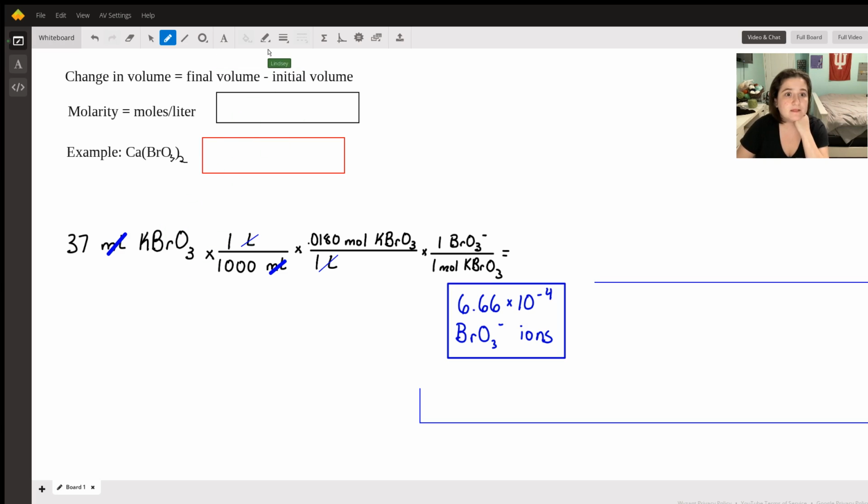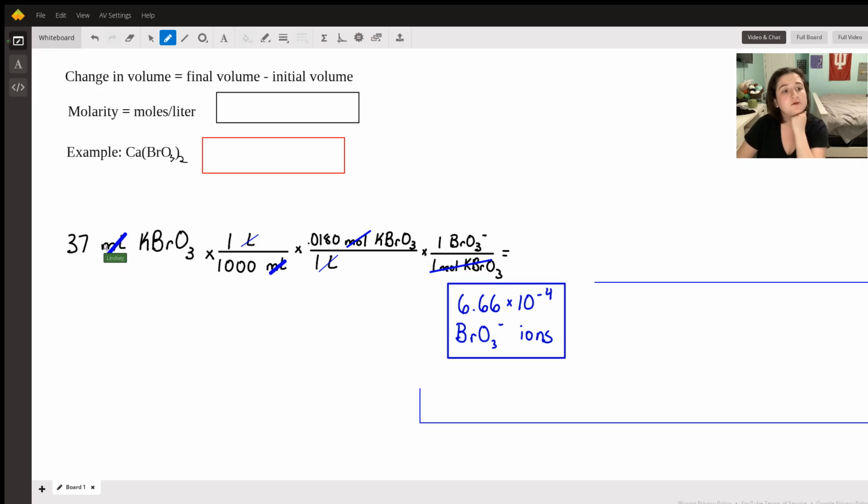I finished one thing. Switch back to blue. We've canceled out moles of potassium bromate, moles of potassium bromate. Now we are left with just bromate ions. That's what you want your answer in. So to do this, we cross multiply.